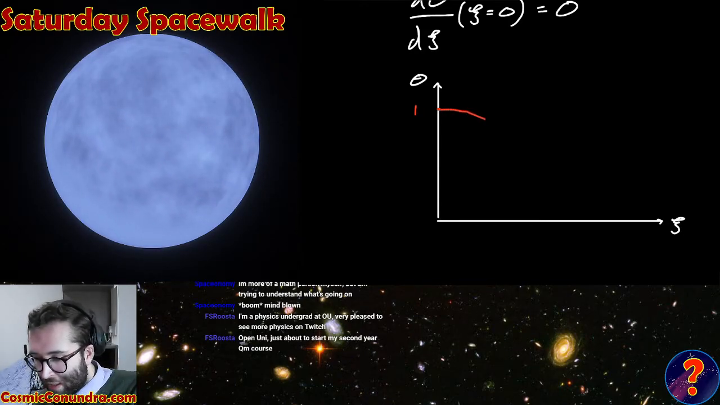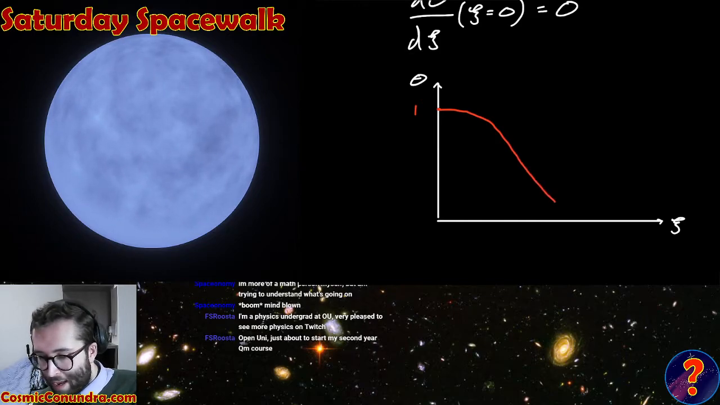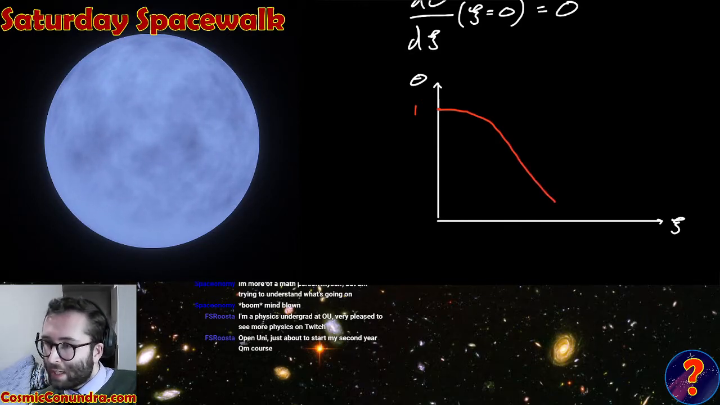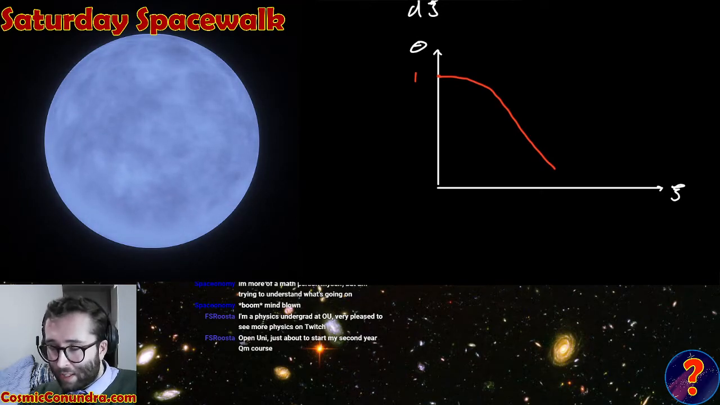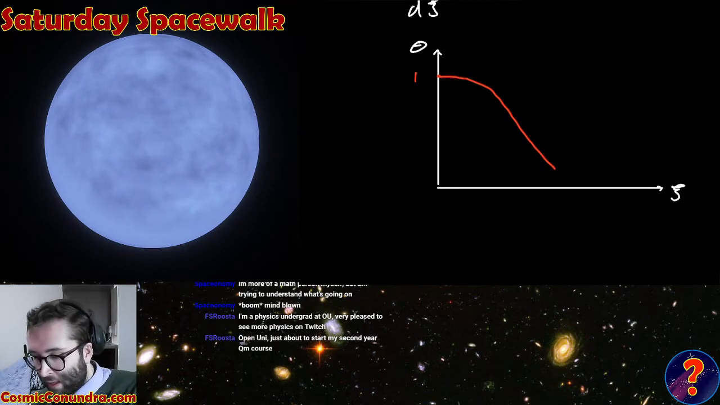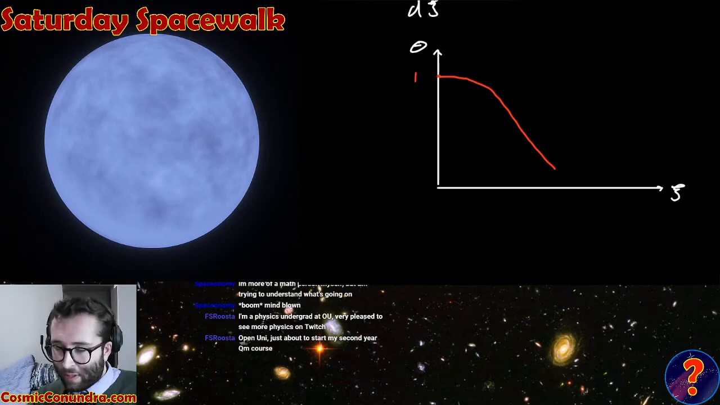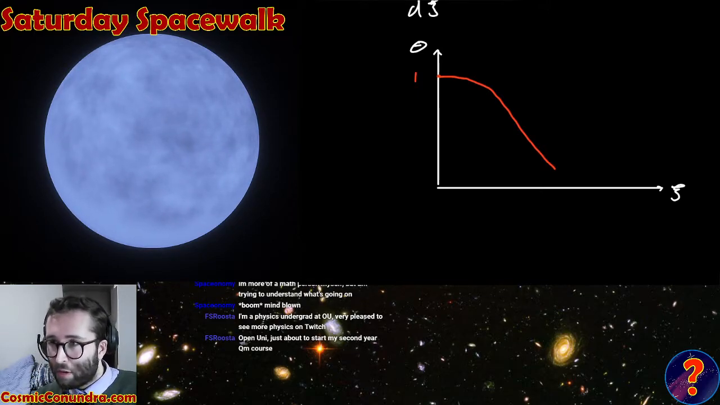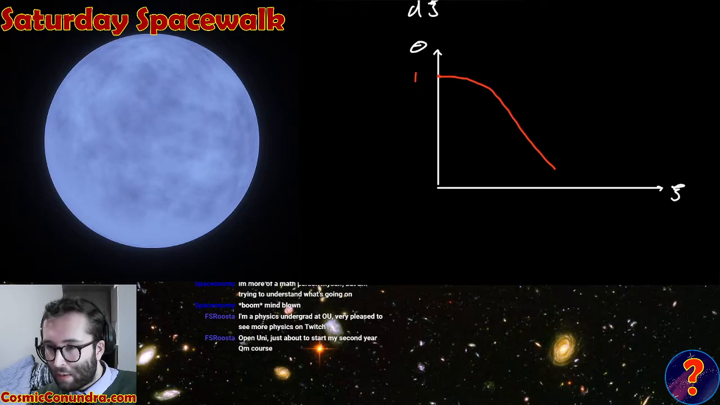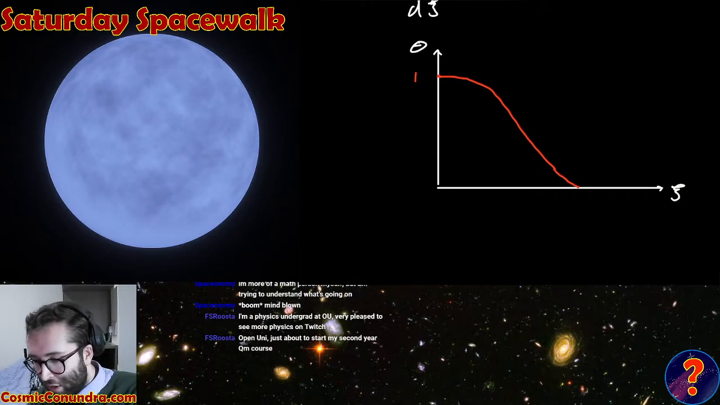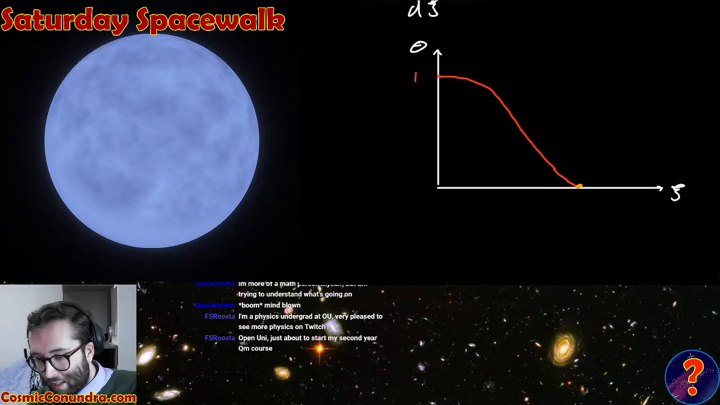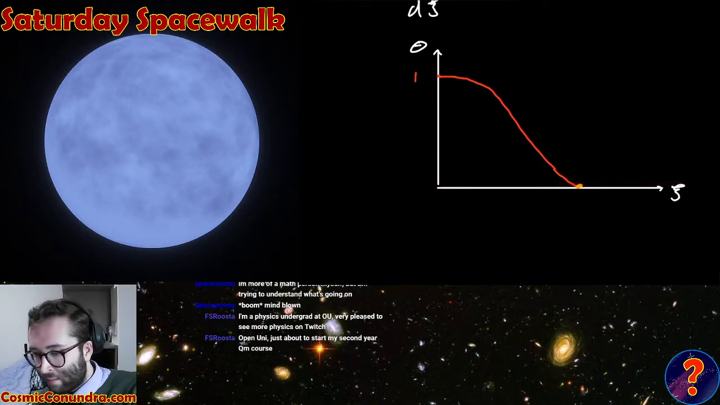So we expect it to sort of drop in some way. And what else? We expect when you get to the edge of the star, so when you leave the star's surface, the density should be 0. Because of course once you're outside of the star, there's no material around you, you're in empty space. So we expect at some point that this profile here should cross the x-axis, or the xi-axis here.